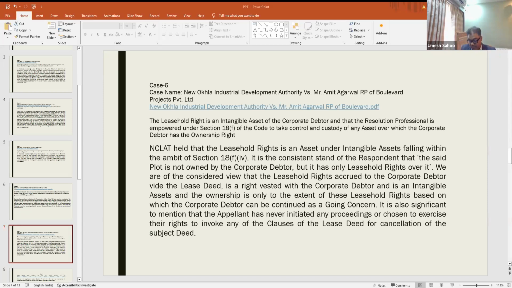The liquidator said that this will be the property of the corporate debtor. Suppose it is not part of the liquidation estate. What is the nature of the activity of CSIDC? It is a land bank.